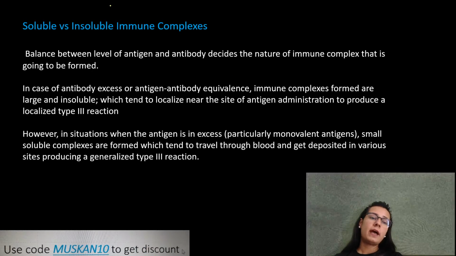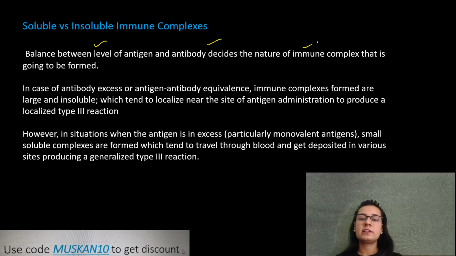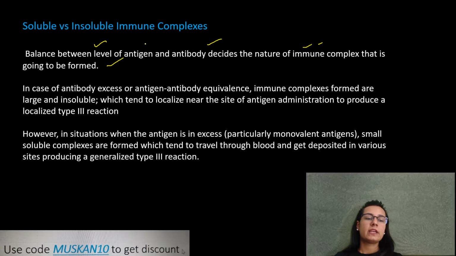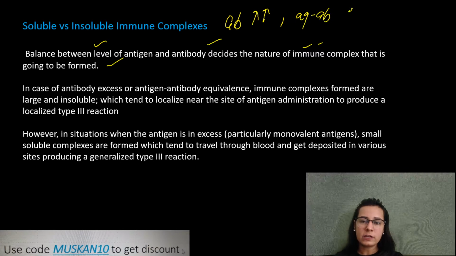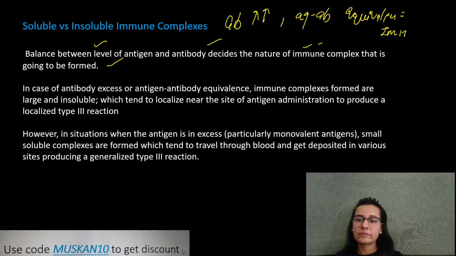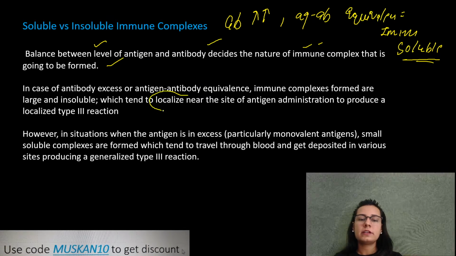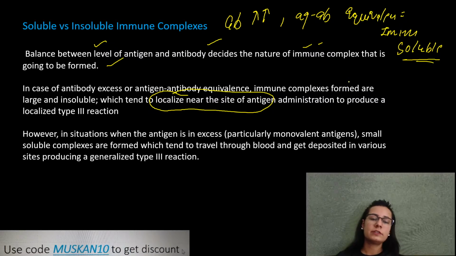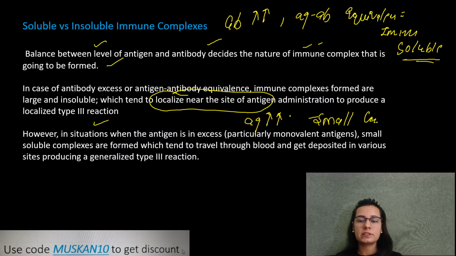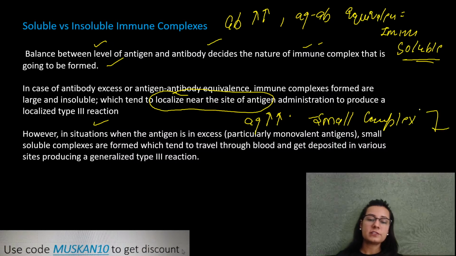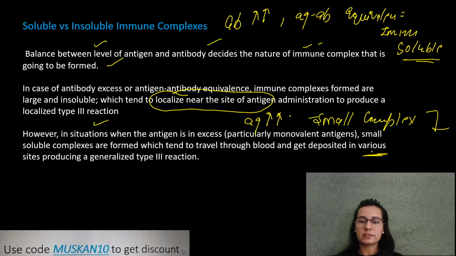Now, the balance between the level of antigen and antibody decides the nature of the immune complex that is going to be formed. In case of antibody excess or antigen-antibody equivalence, the immune complexes are large and insoluble, and they localize near the site of antigen administration, causing the type 3 hypersensitivity reaction. While in a situation when antigen is in excess, small soluble complexes are formed which tend to travel and get deposited at various sites.